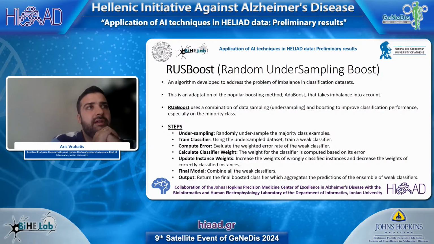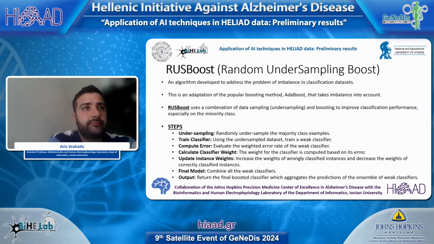And the steps are the undersampling. After that is training the classifier. It computes an error in the classification. It calculates the classifier weights and also updates the weights of this classifier. And then we have the final model.